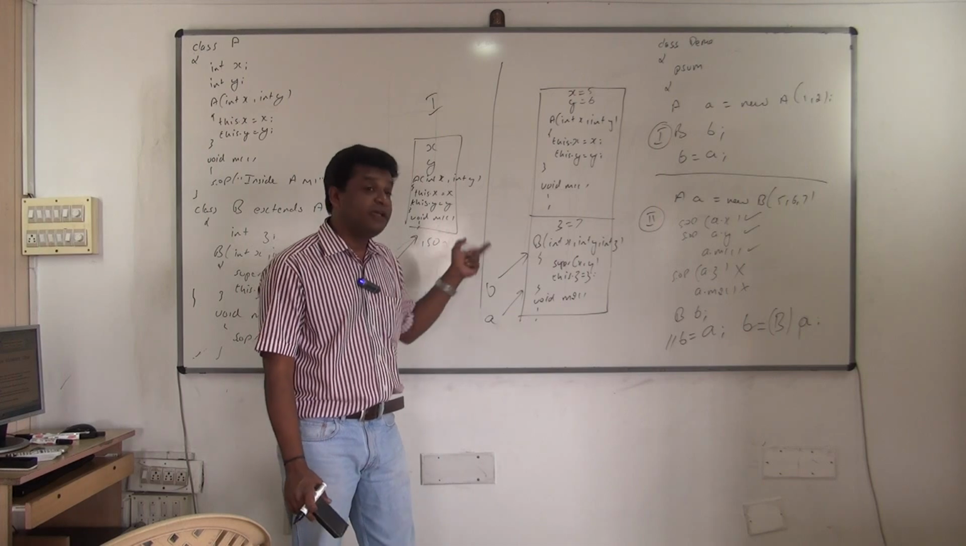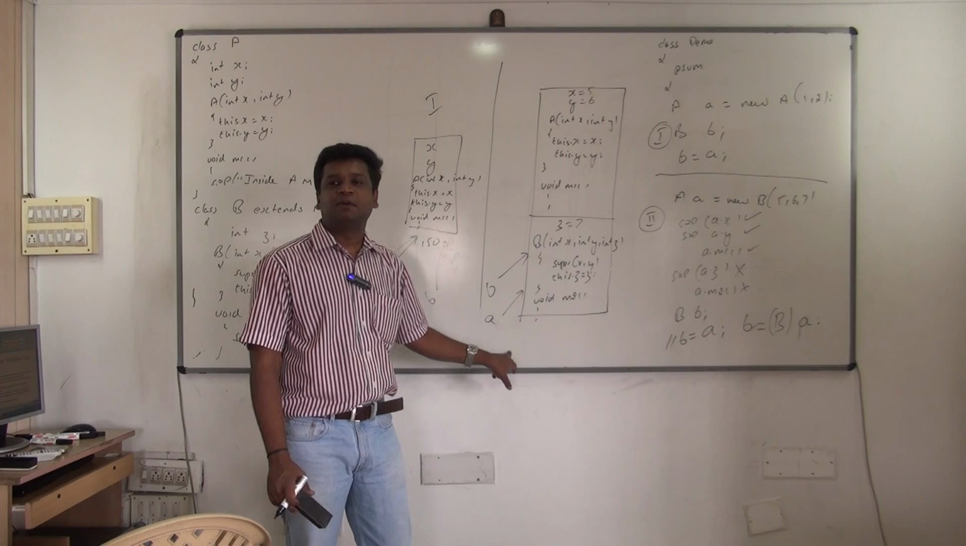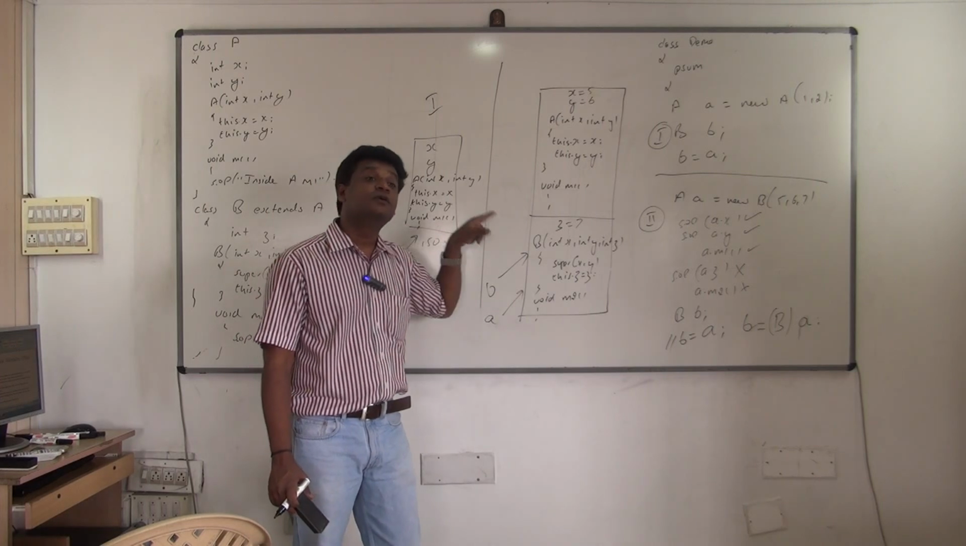Okay. But now what I'll do? I can access the member. How? With B I can access superclass members also and subclass member. With A I can access only superclass member.